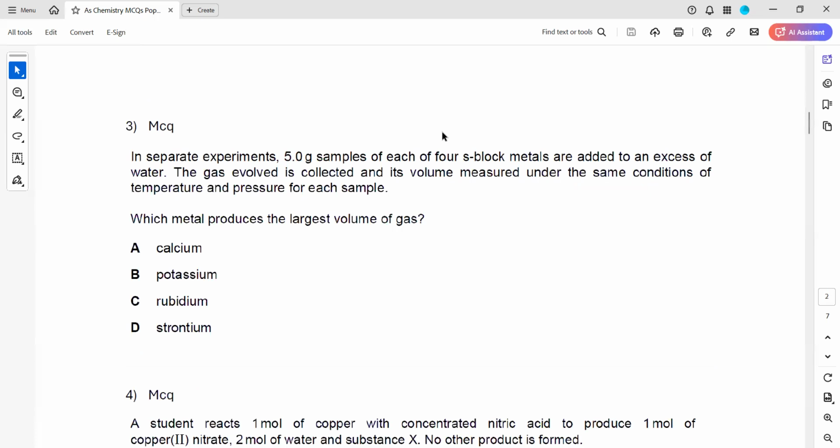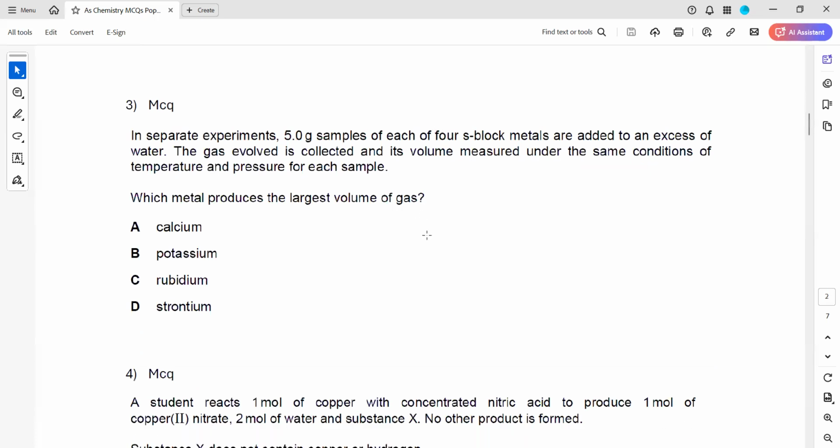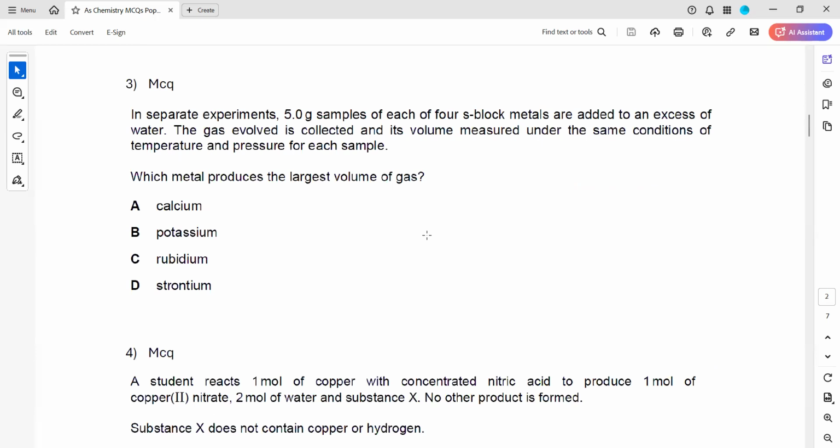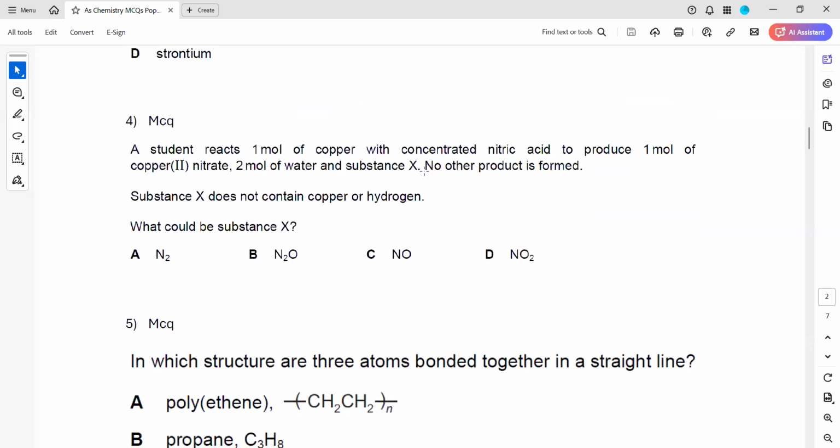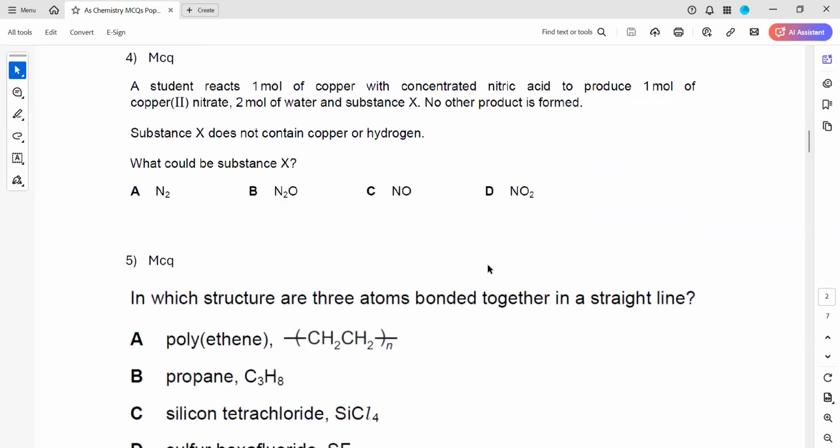Next is question 3. Any doubt? Question 4. Any doubt? In question 4, okay, question 4 and 5.